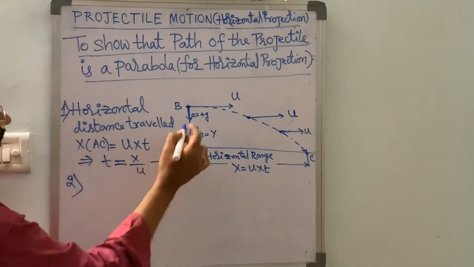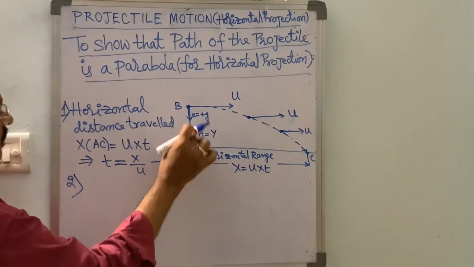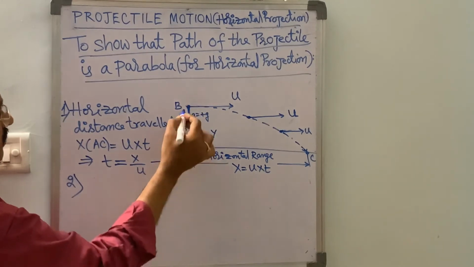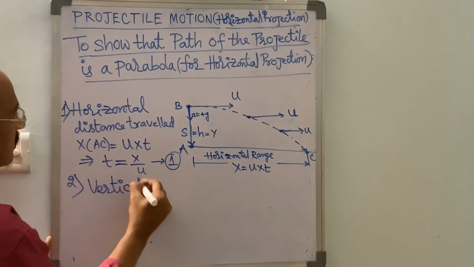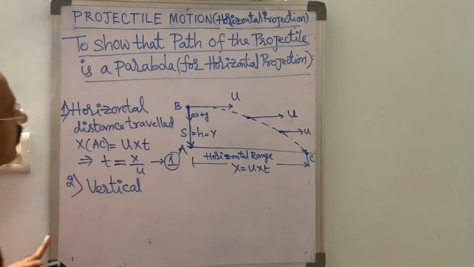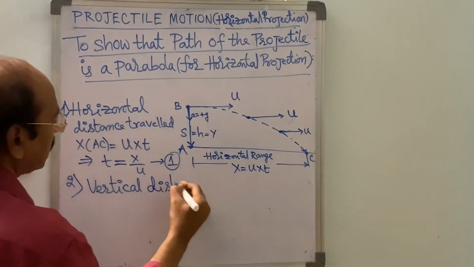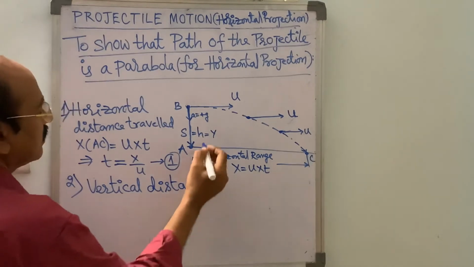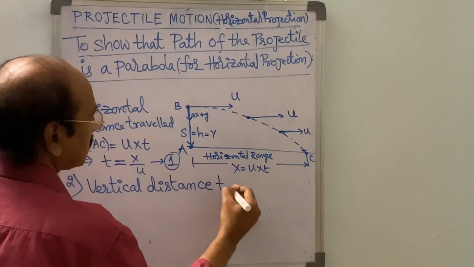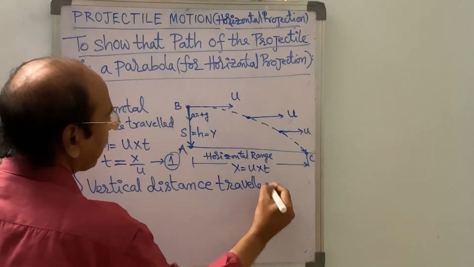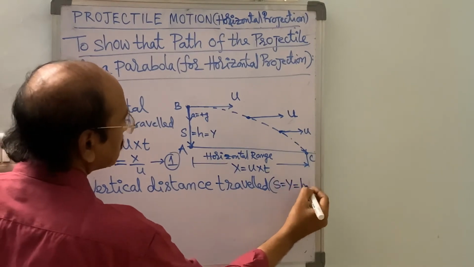Next, vertical distance traveled from B in the y-axis vertically downward direction, that is from B to A. That is the height of the body, which is at height h, and vertical distance s is equal to h, or let it be also y. Vertical distance traveled s = y = h.